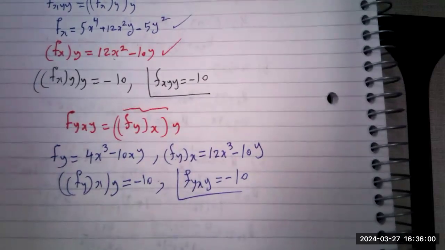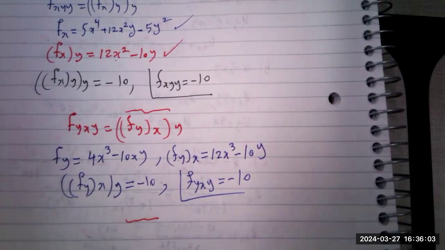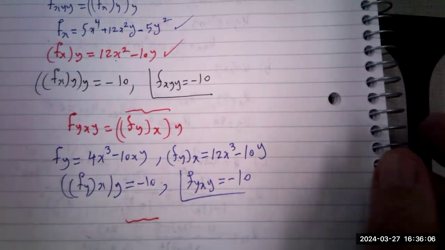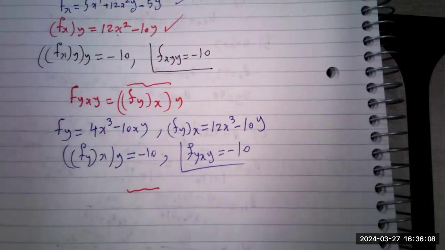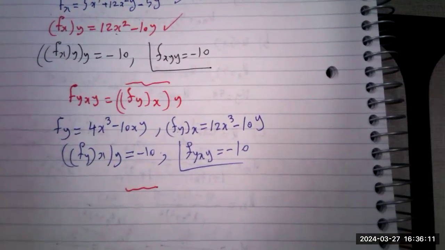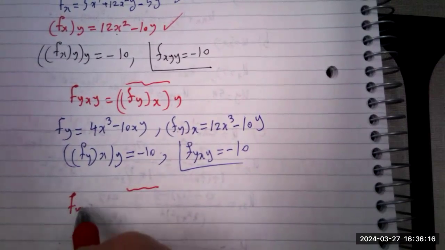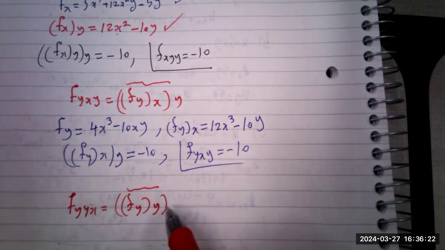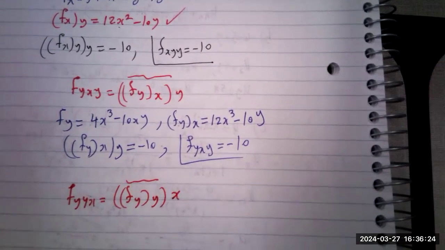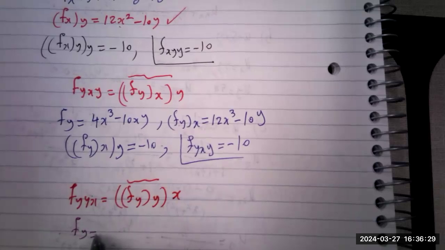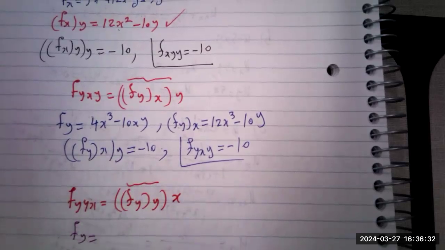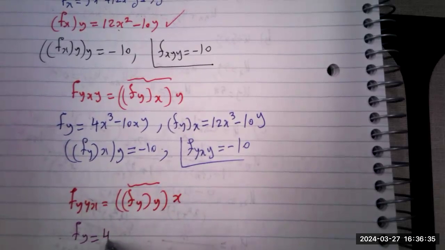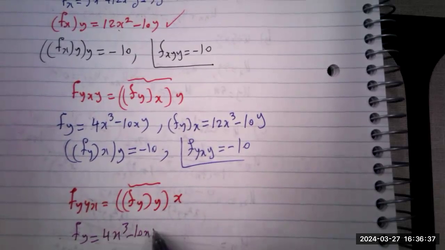Okay, any question? So the last part, you have to do all of them, because you want to prove that they are equal. If it was just random, you would just do one of them. So the last one is f_yyx. So f_y first, then another y, then another x. We already got this one from the previous part: 4x cubed minus 10xy.